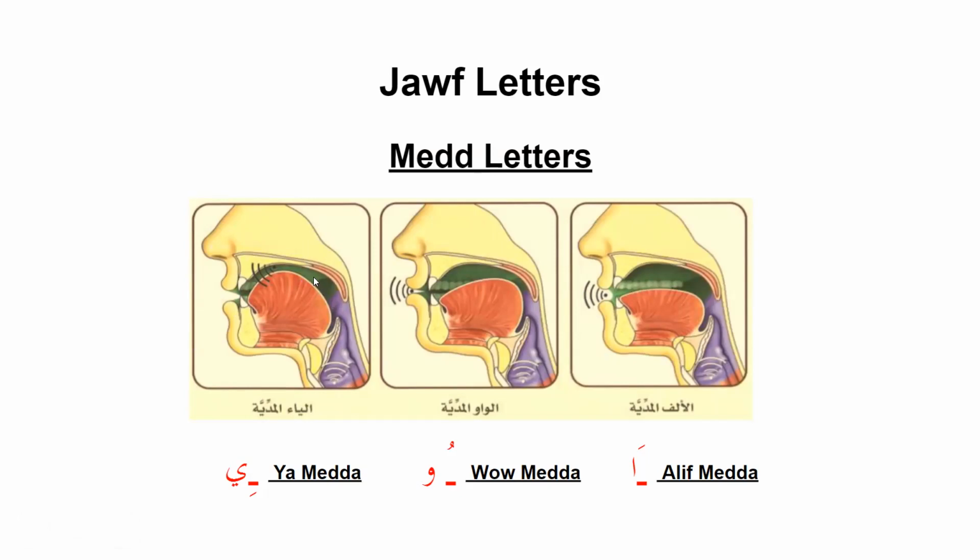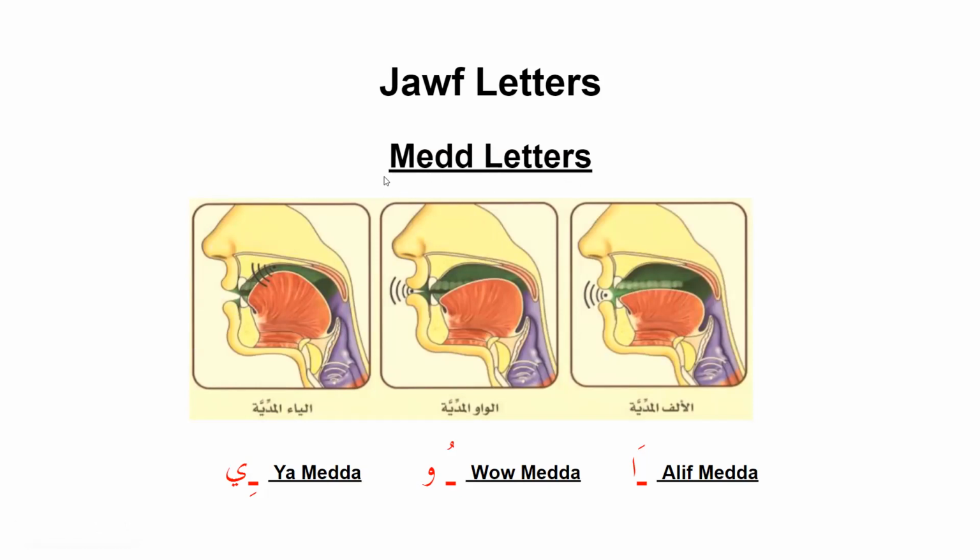So between the mouth and the throat. This area from here to here is al-jawf. Okay, al-jawf, the empty space between the mouth and the throat. Now we have 3 letters that come from al-jawf. And this is very important. These 3 letters are the mad letters. Okay, this is very important.